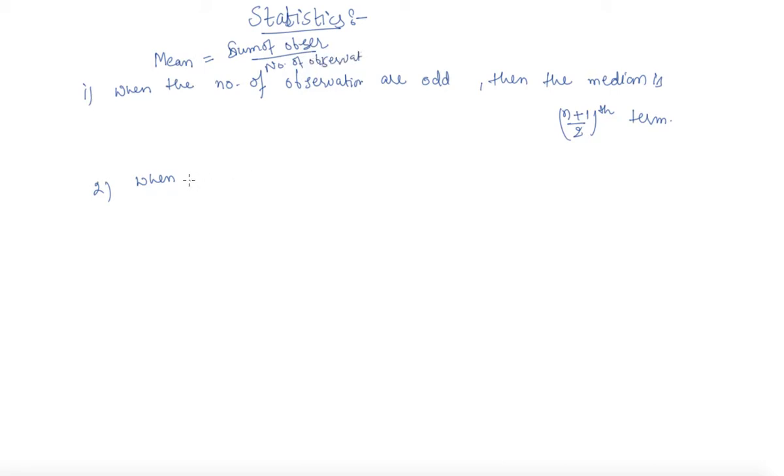And I am writing here, when the number of observations is even, then the formula to find out the median is: the two terms will be the median. One is the n by 2th term and another is the n by 2 plus 1th term. So these two terms will be the median.